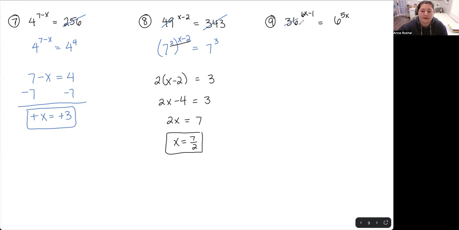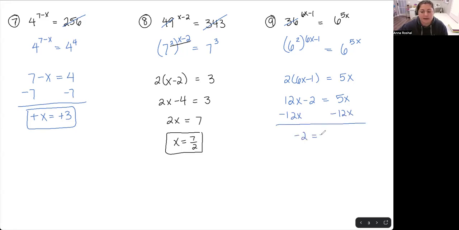Same thing here. I'm going to turn this 36 into 6 to the second. I'm going to put this as an exponent to an exponent equals 6 to the 5x power. I'm going to end up with 2 times 6x minus 1 equals 5x. So 12x minus 2, that's a weird 2, equals 5x. I'm going to subtract 12x, end up with negative 2 equals negative 7x. Divide by negative 7, x is 2 over 7.